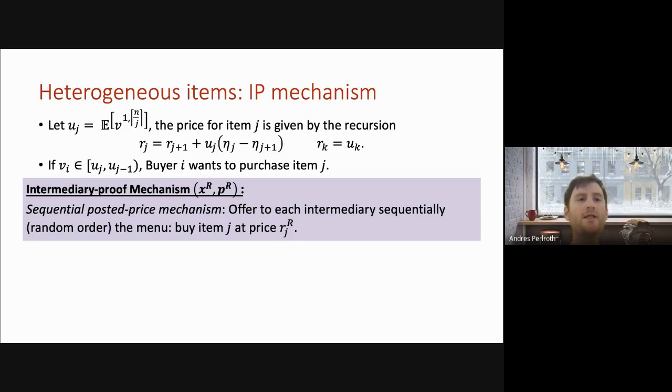We actually show that if each buyer's valuation is in the interval between uj and uj minus 1, where uj is given, as you can see in the slide, then we know for sure that the buyer i wants to purchase item j. So the question is, what's the probability that the buyer's valuation is going to be in that interval? And what's the probability that we're going to have at least k buyers in each of those intervals, to have a constant factor approximation, meaning that with constant probability we trade in each of the items?